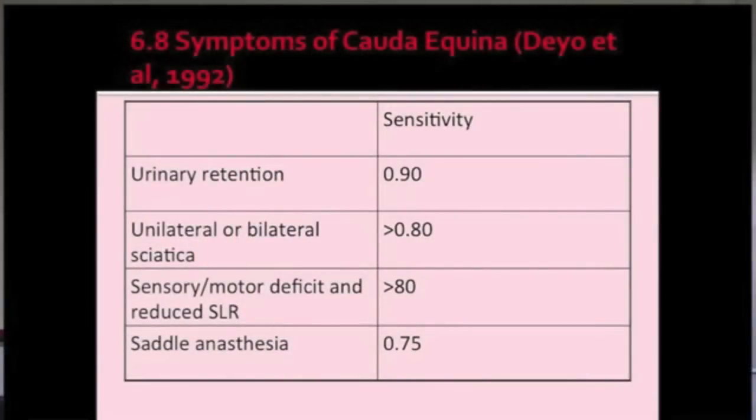So if we just briefly talk about Cauda Equina syndrome, again quoting Deo et al. from 1992, he actually lists the sensitivity of different questions for investigating Cauda Equina syndrome. So urinary retention is 0.90 sensitivity, unilateral or bilateral sciatica is just over 0.80 sensitivity, as is sensory motor deficit and reduced SLR. But saddle anaesthesia is down at 0.75. So it's interesting to just look at how the different questions have different weights.